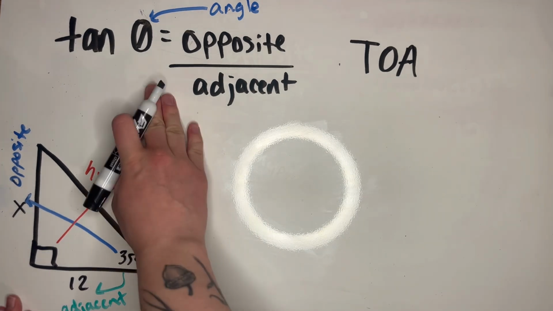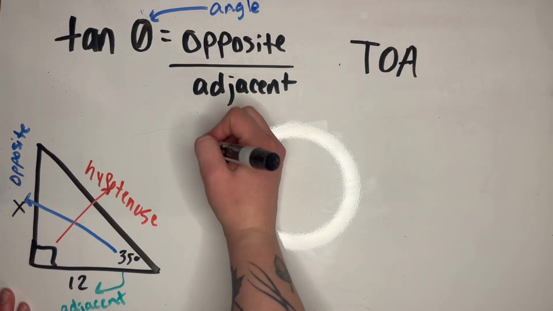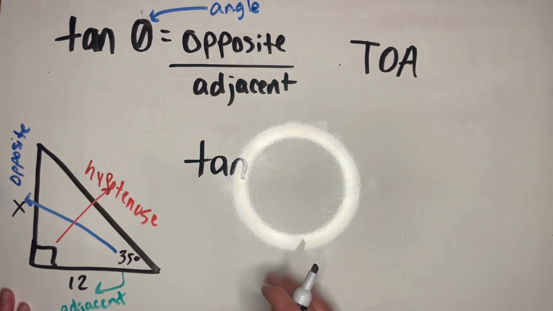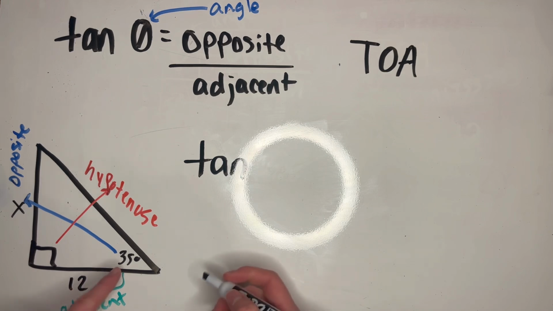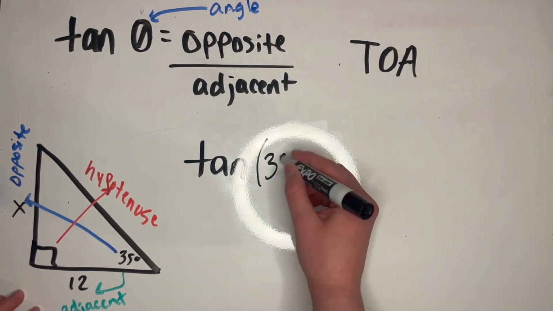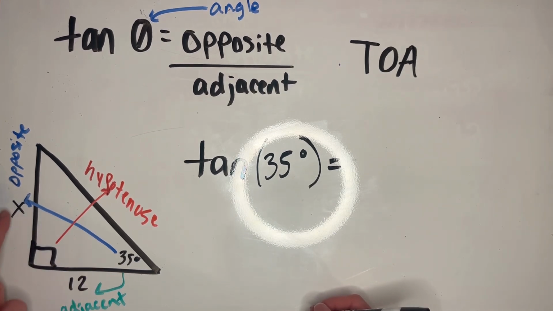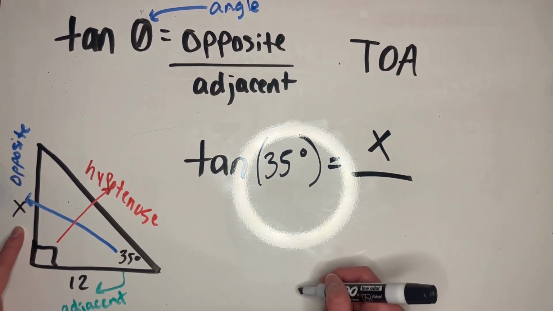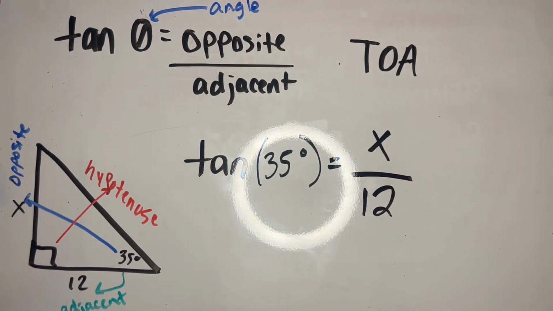Okay, so now we're going to go back to our equation and we're going to set up our ratio. So we're going to write tangent. Now, like I said before, this theta is always going to be the angle that we are using as our reference angle. So in this case, it's 35 degrees equal to our opposite side, which is X, over our adjacent side, which is 12. So it helps to have that stuff labeled already.